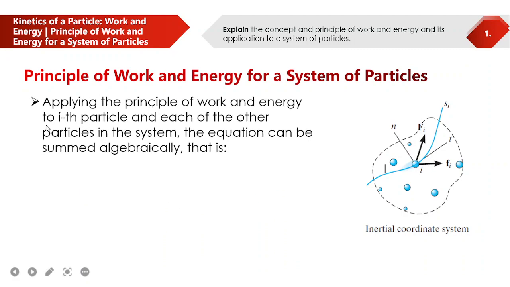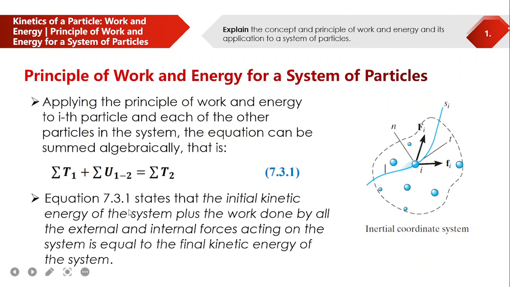Applying the principle of work and energy to the ith particle and each of the other particles in the system, the equation can be summed algebraically. That is, we can sum all of the initial kinetic energies of our particles, and then we can sum up all of that. Okay? So equation 7.3.1 states that the initial kinetic energy of the system plus the work done by all the external and internal forces, not only external, it also has internal, take note of that, acting on the system is equal to the final kinetic energy of the system.